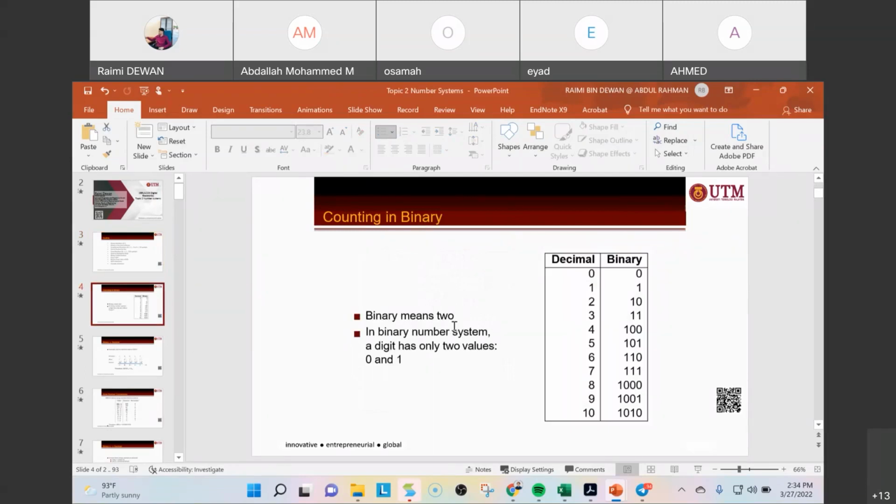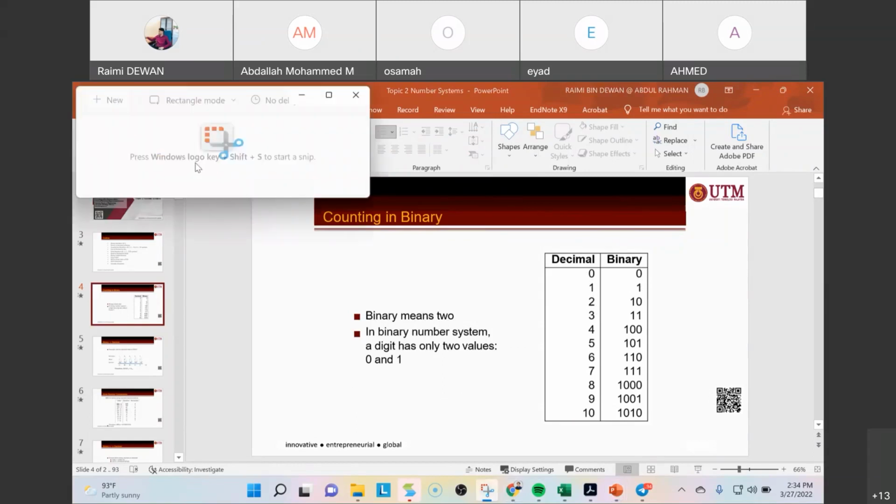Binary means 2. I believe that you guys learned this in your secondary school, or maybe in your foundation. So in the binary number system, a digit has only 2 values, 0 and 1. If in decimal it is 0, in binary it is also 0. If decimal is 1, binary is 1. And after that is where the difference comes in.